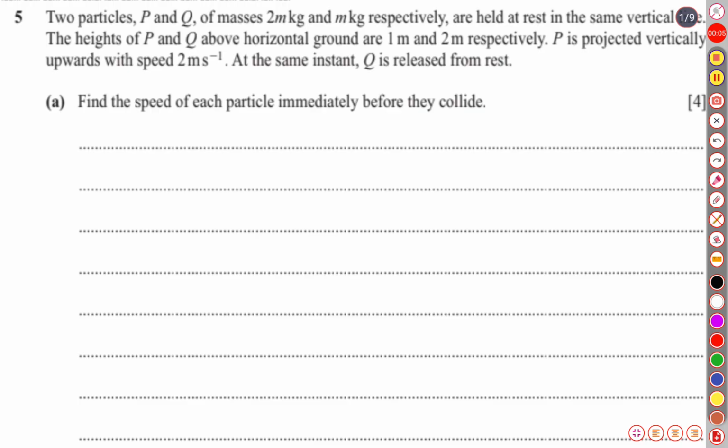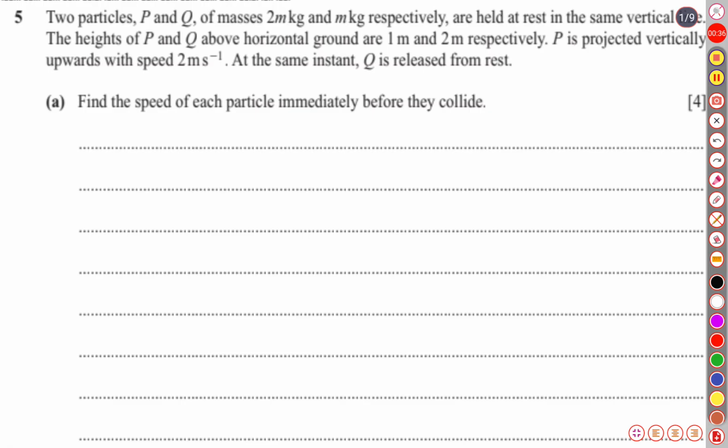Today we are going to solve a question from mechanics, and this particular question belongs to paper 9709/42 for the session October/November 24. Let's solve question number 5, which says: two particles P and Q of masses 2m kg and m kg respectively are held at rest in the same vertical line. The heights of P and Q above horizontal ground are 1 meter and 2 meters respectively.